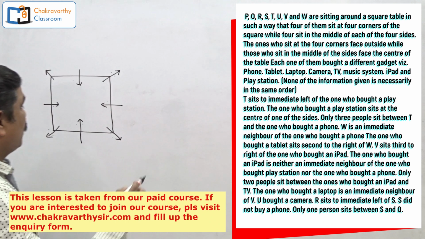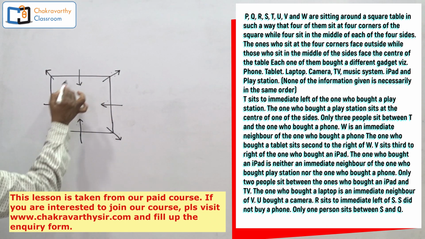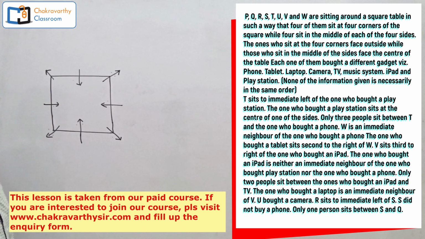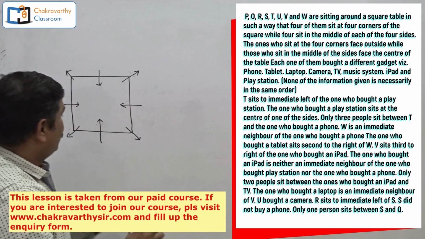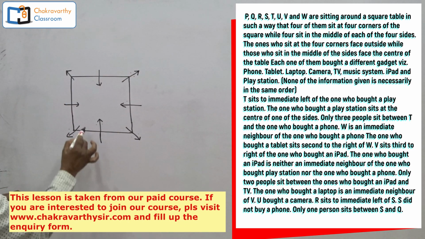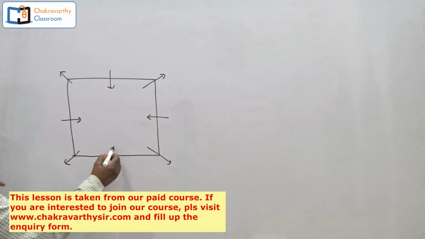Center of one of the sides. How many center persons are on the sides? 1, 2, 3, 4. You can start at your convenience, that is up to you. Start this one, but before that, let's make it a little bigger so that you can easily understand it. I'm taking this person, right?